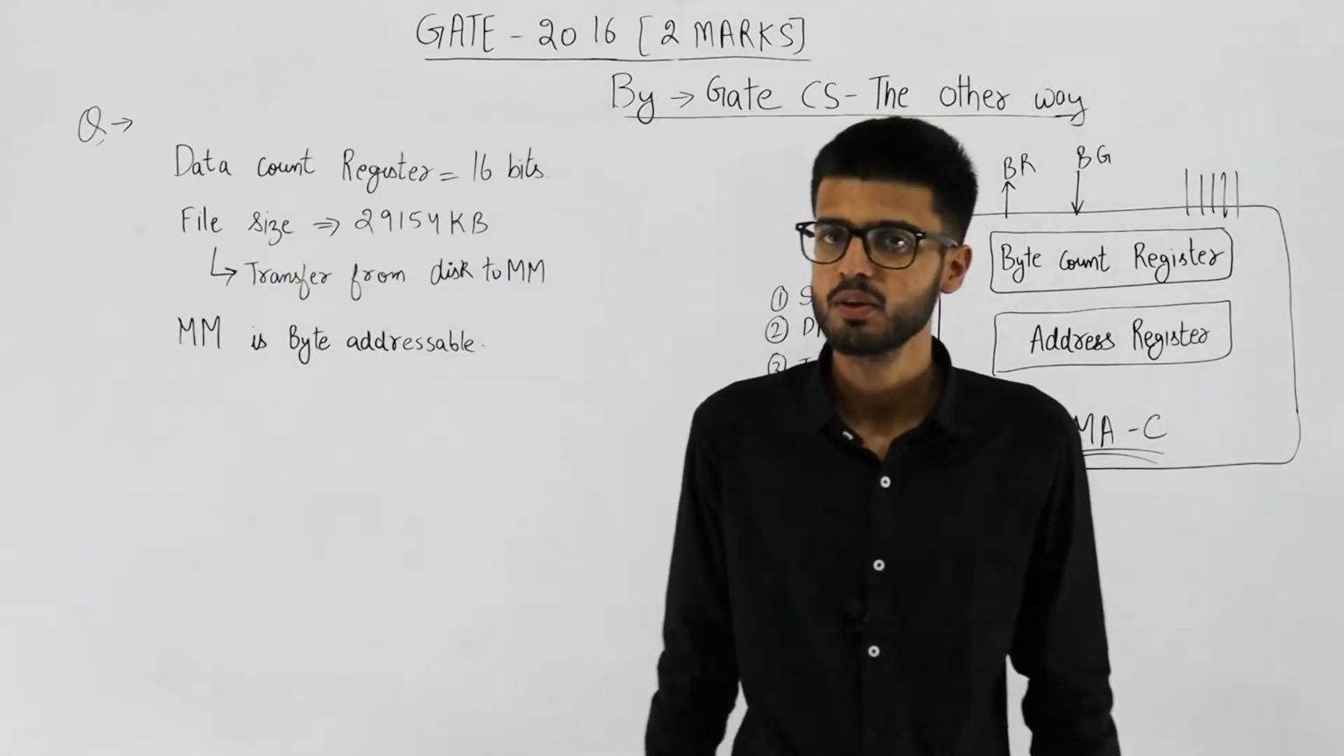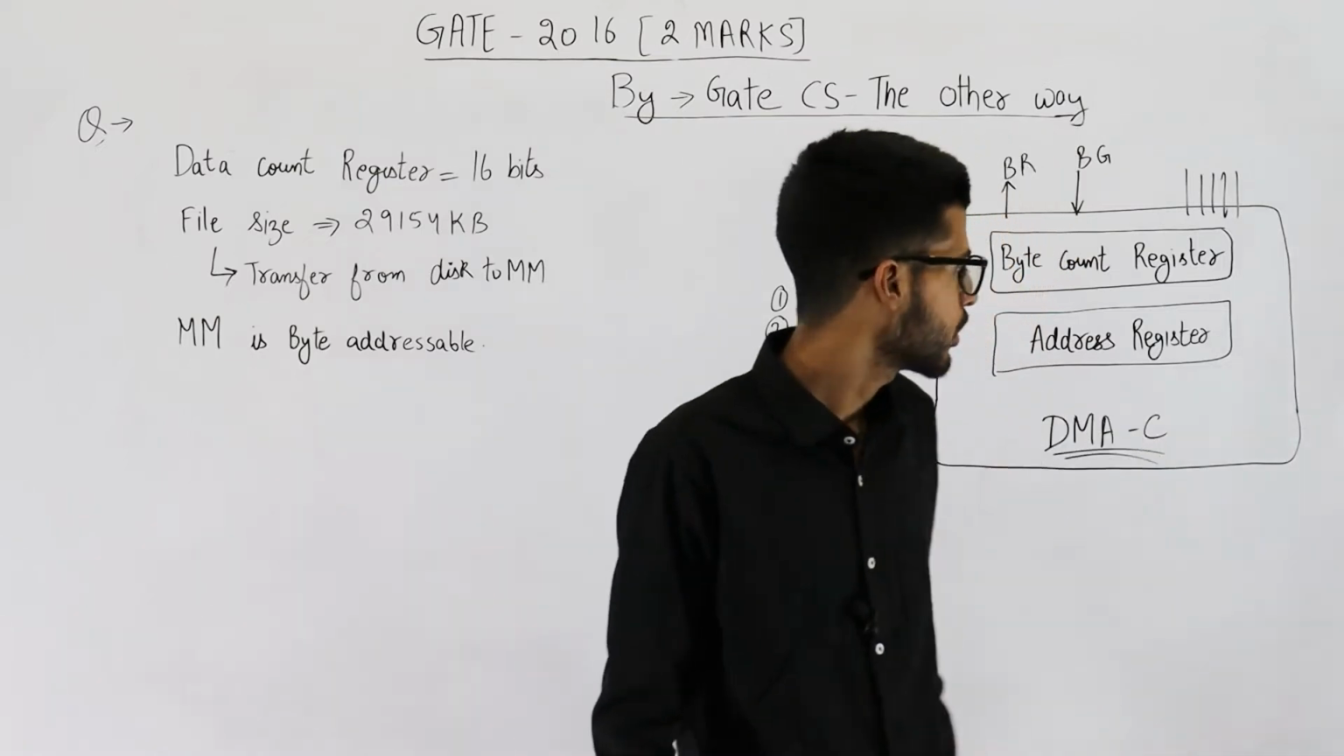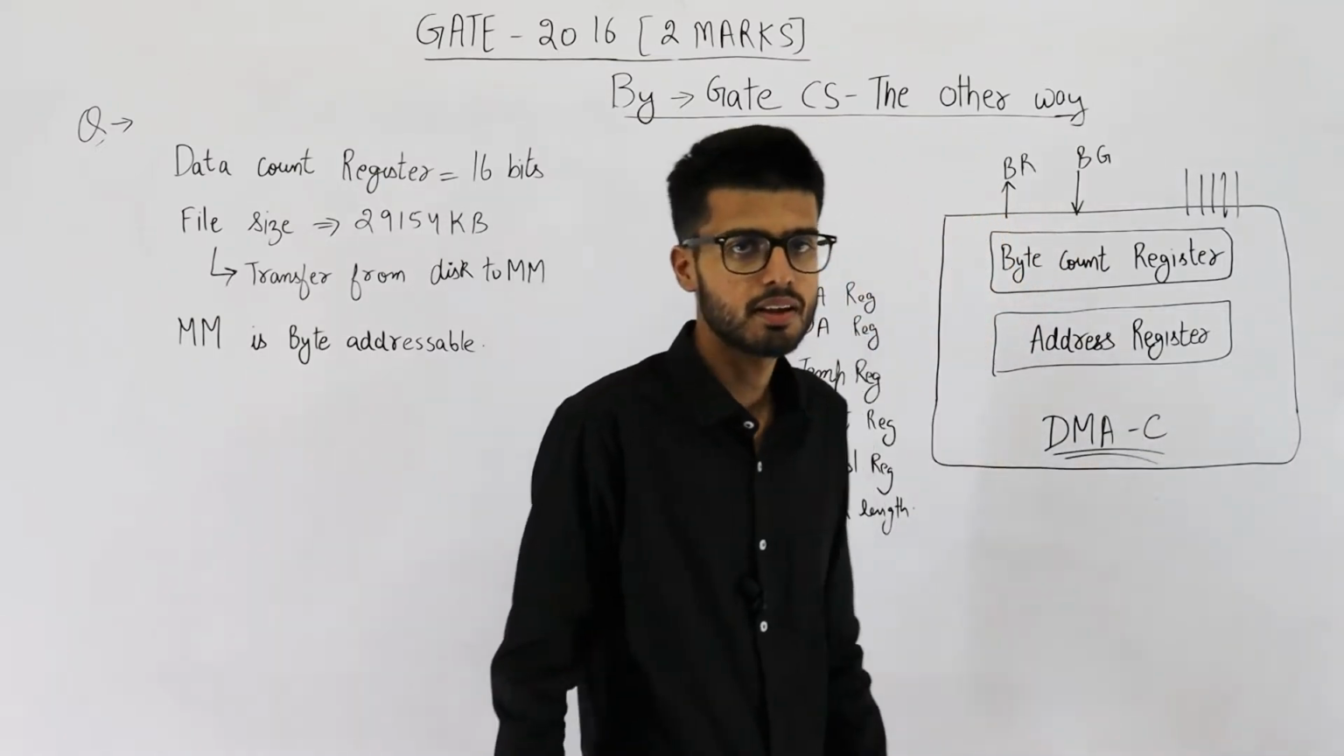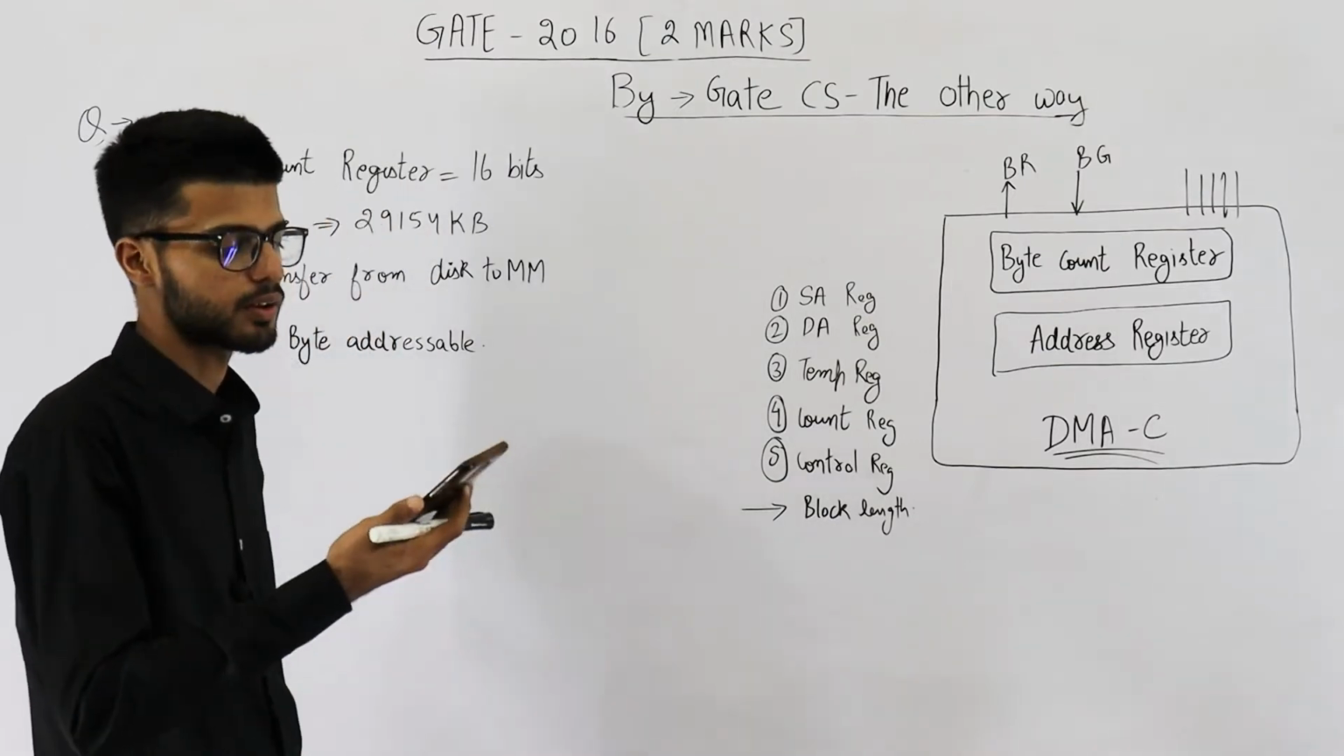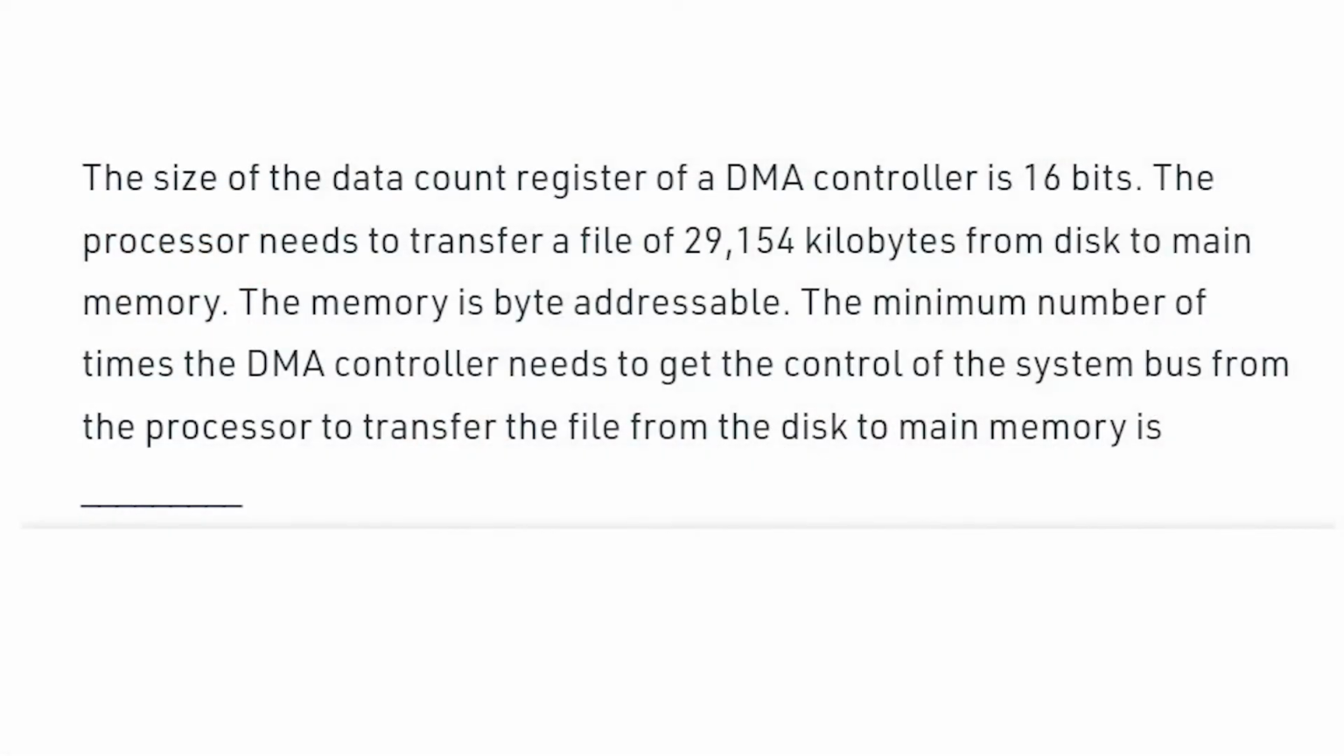This question is from GATE 2016 exam and it's from the topic of DMA controller. Okay, let's read the statement, then we will find out its answer. The size of data count register of a DMA controller is 16 bits. The processor needs to transfer a file of 29154 KBs from the disk to main memory. The memory is byte addressable. The minimum number of times DMA controller needs to get the control of system bus from the processor to transfer the file from disk to main memory is.